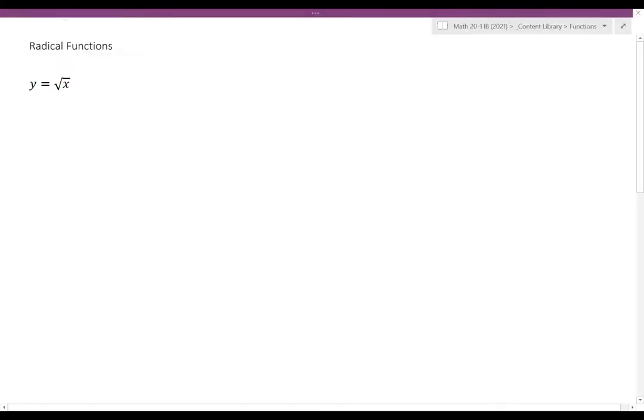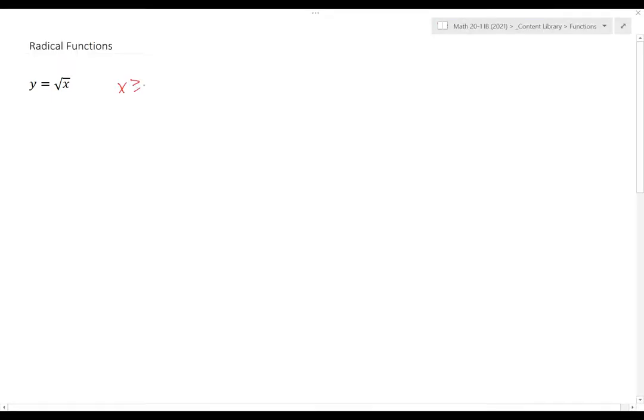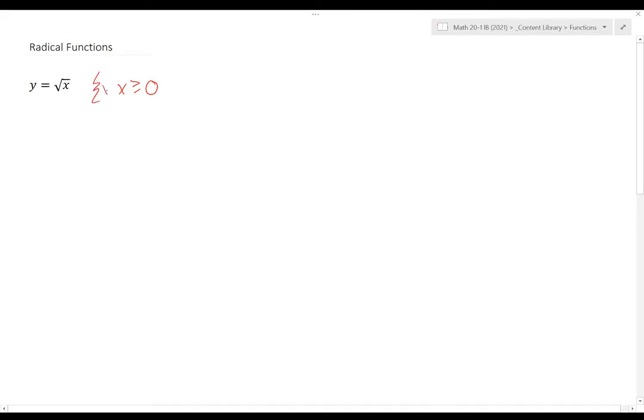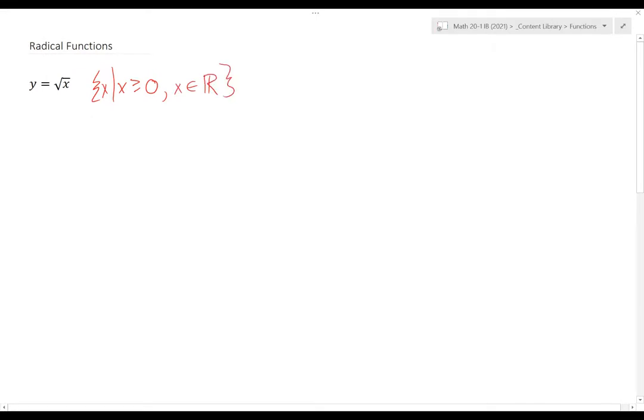Now, like with rational functions, we are going to get domain restrictions, but in rational functions, that restriction arose because we can't divide by 0. In radical functions, it's going to occur because we want everything to stay in the realm of real numbers. So what that means is that this x value, the radicand, has to be greater than or equal to 0. So that gives me, using proper notation, this domain. Other than the fact that it has to be greater than or equal to 0, it's going to be any real number. For the range, we're going to make use of the fact that this is the principal square root.